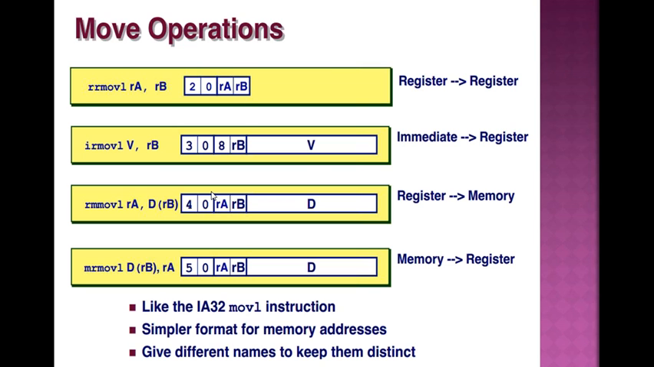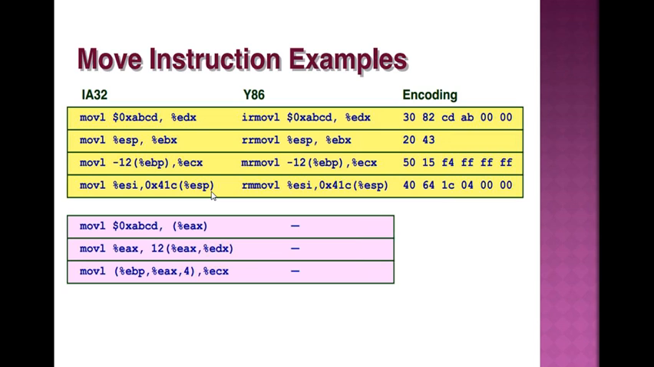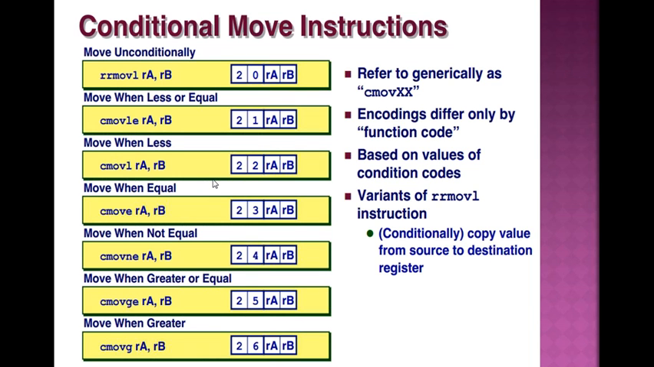Then we also talked about some move operations, how move will be done in the processor architecture. We can move from register to register, from immediate, meaning a constant, to register, from register to memory, and vice versa, from memory to register. These are the multiple instructions for move. These are some conditional move instructions, that is, how we conditionally move from one location to another. There are rrmovl, cmovle, move when less or equal, move unconditionally, and move when less.